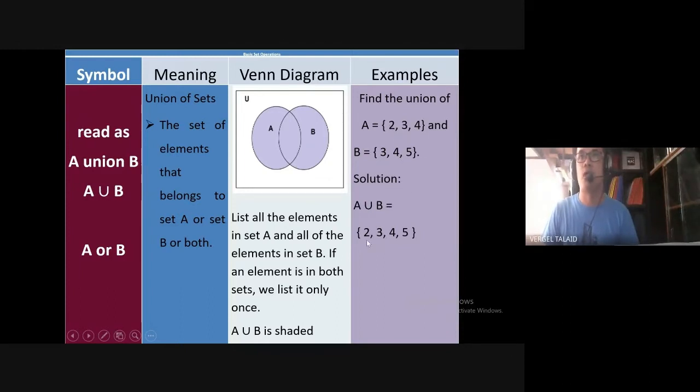So we have 2, copy 2. Since we have two 3s, we just copy it only once. Take note, it is a distinct object, so we copy only once. Now we have 4, so copy only once, then bring down 5. Therefore, the union of A or B is {2, 3, 4, 5}. It is enclosed in braces and separated by commas.